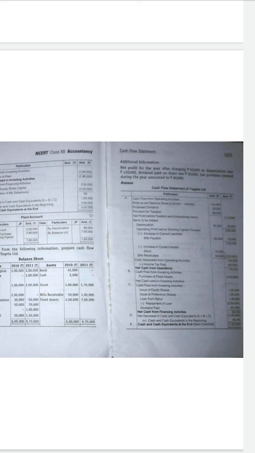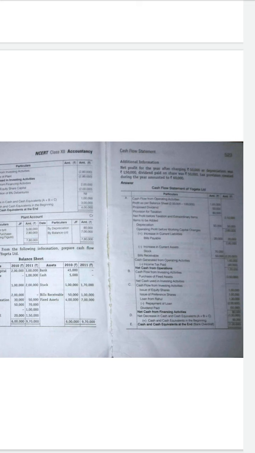Next one is what are all the items that should be subtracted: increase in current assets and decrease in current liabilities. In this, there is no decrease in current liability, there is only an increase in current assets. So we have to subtract the amount.